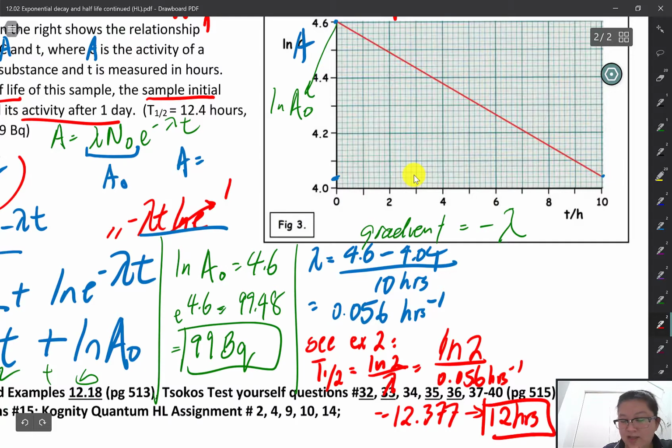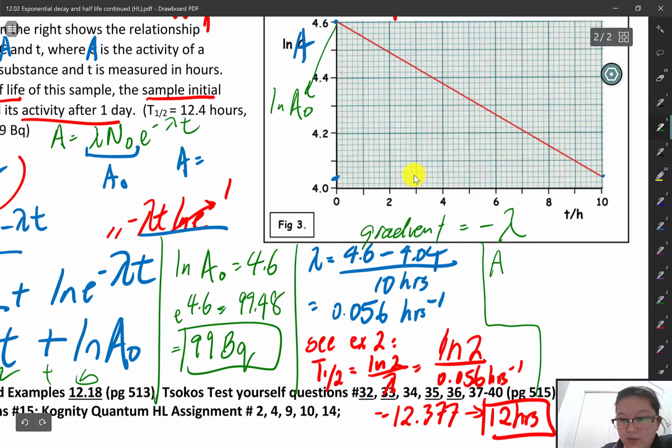The reason why it's in hours is because if you take the inverse of hours, the reciprocal, this reciprocal is going to get hours on top. Okay, so that is the decay constant finding us the half-life. We still need the decay constant to help us find the activity after 1 day. Oh, okay, so notice that's 1 day.